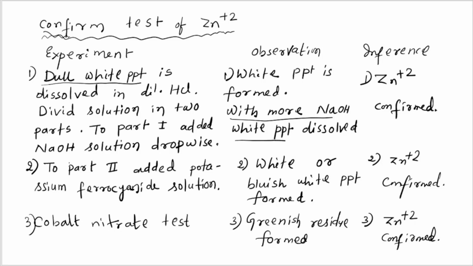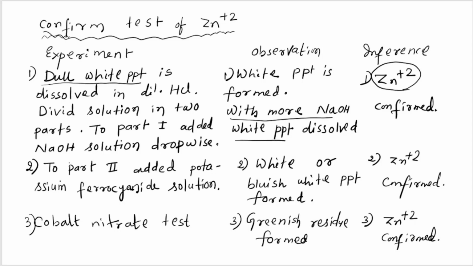Then it may be zinc plus 2, confirmed. Are you clear? The dull white precipitate is dissolved in dilute HCl and divided into two parts. To part one, simply NaOH solution is added dropwise, because in the beginning you will get a white precipitate, and when more NaOH is added, it is dissolved.